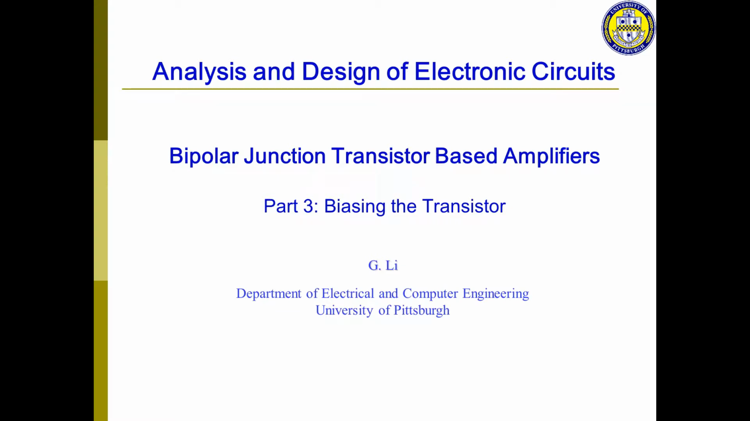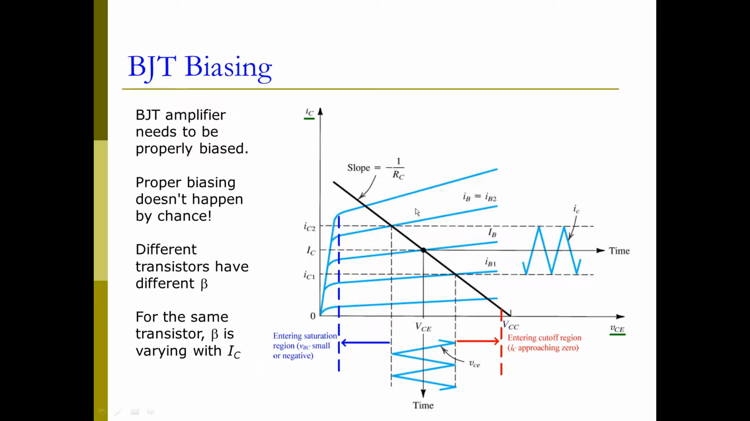In this part, we are going to discuss how to properly bias a transistor to make it an amplifier. As you may remember, in this curve, the vertical axis is the collector current, and the horizontal axis is the collector emitter voltage. And this is the DC characteristics of the transistor. And this black line is the load line.